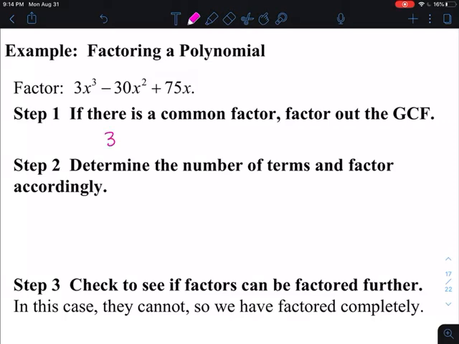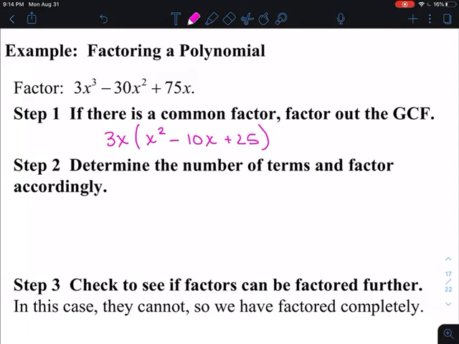So we said 3 and x would simplify out of that. So 3x times what is a 3x to the third? We would be left with x squared. 3x times what gives us a 30x squared? We would need a minus 10x. And 3x times what would give us a 75x? That's going to give us a 25.